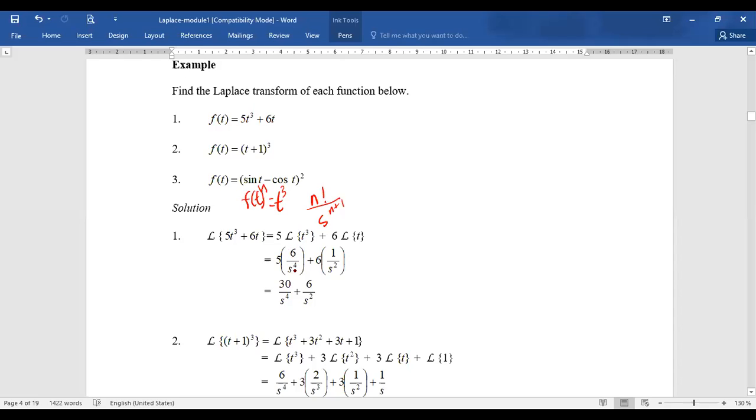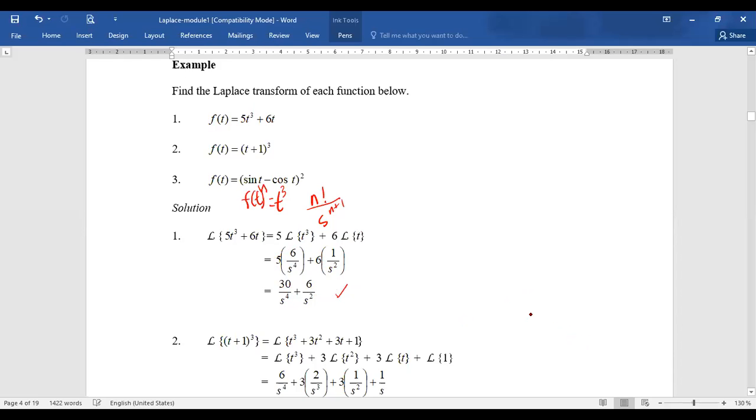So 6 over s power of 4 times 5, plus 6 dan kurungan t kuasa 1 adalah n factorial, 1 factorial per s, 1 adalah s kuasa 2. So jawapannya adalah 30 per s kuasa 4 tambah 6 per s kuasa 2.